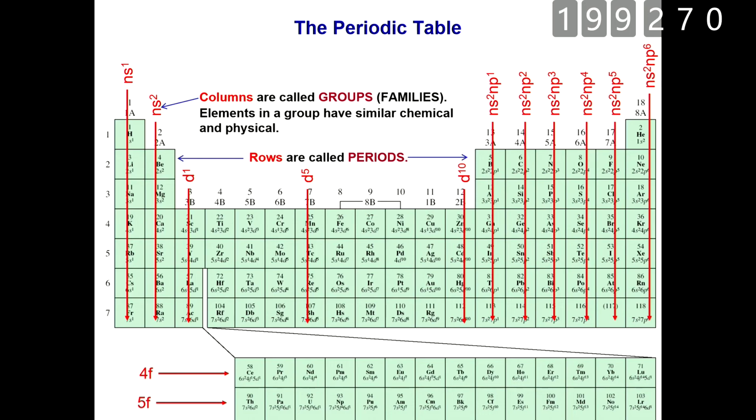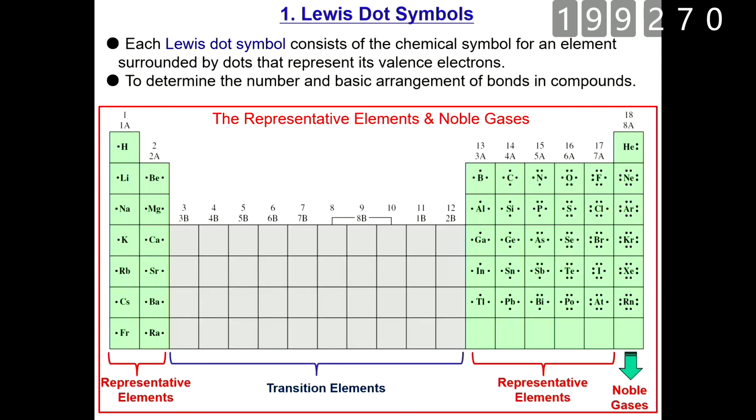So here we see the number of valence electrons is 1. This has 2, right? And this has 3, 4, 5, 6, 7. Okay? So we can use this way to describe the elements. So this is also called Lewis dot symbols.